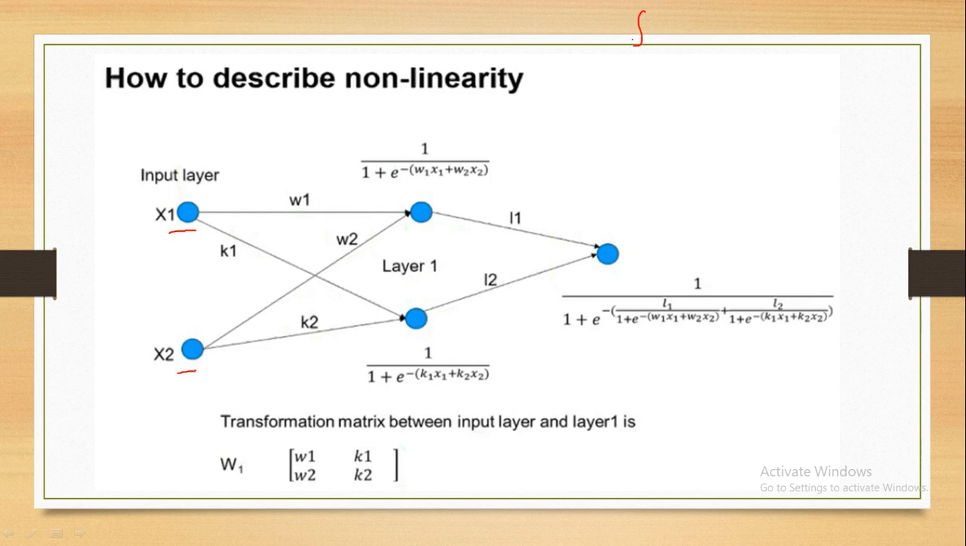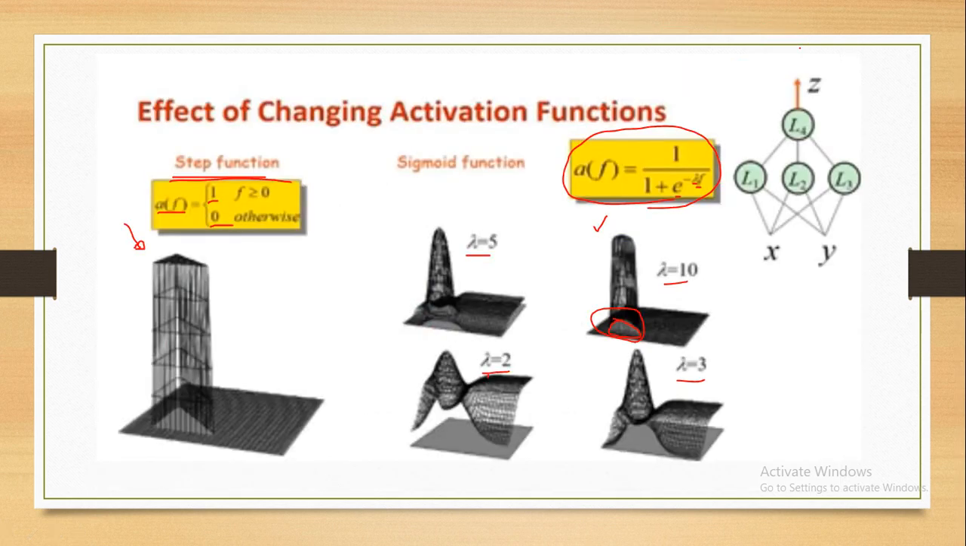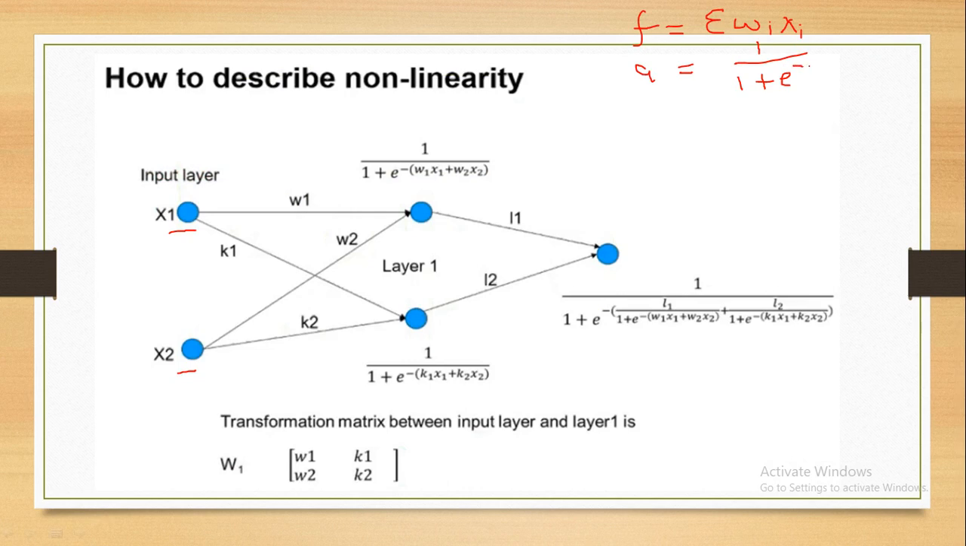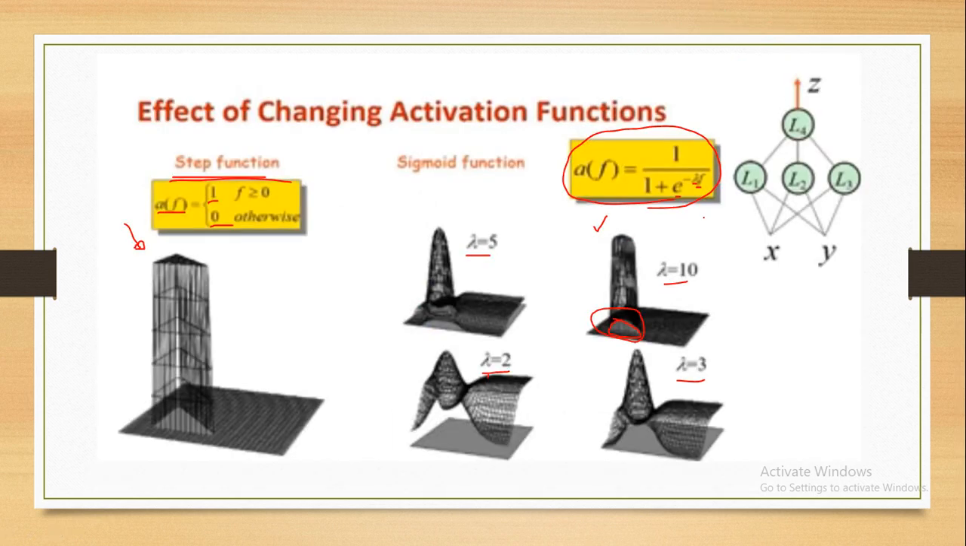First thing is, यहाँ पे मेरे पास integration function क्या है? So integration function is nothing but sigma wi xi. This is my integration function. And what about my activation function? So activation function is 1 upon 1 plus e raised to minus lambda f. What will be the value of lambda? You can tune that lambda value. Okay, lambda की value हम कुछ भी रख सकते हैं.